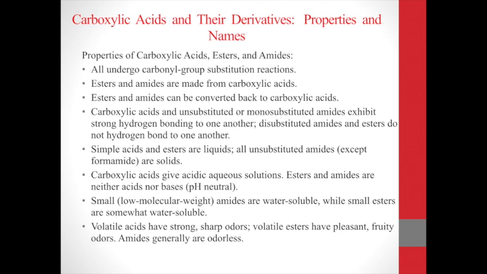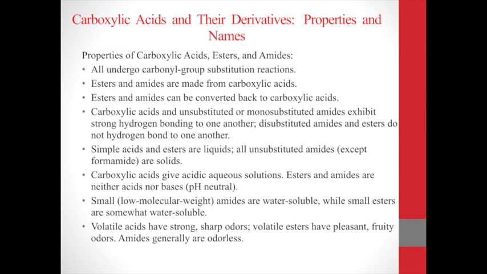This is just an overview of what we've already mentioned about carboxylic acids, esters, and amides. It says all undergo carbonyl group substitution reactions, and we're going to look at that a little closer. Esters and amides are made from carboxylic acids, right? We take off the OH from the carboxylic acid and add an alcohol. We'll form an ester, and again, we're going to look at these reactions. The amide forms by taking the OH off the carboxylic acid and adding an amine to it. It says esters and amides can be converted back to the carboxylic acid, so these reactions are reversible.